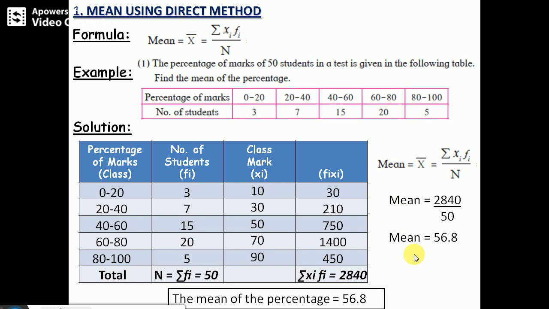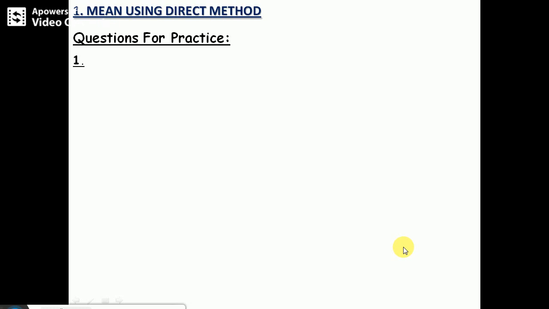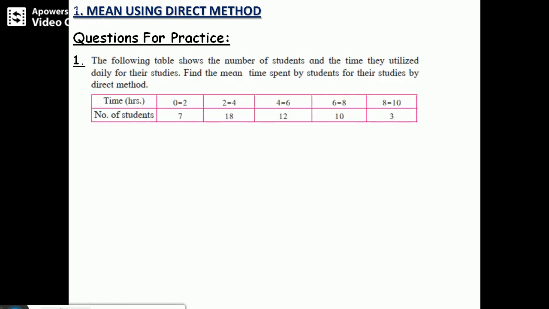Now I'm giving you some examples for practice. First question: the following table shows the number of students and the time they have utilized daily for their studies. Now we have to find the mean time spent by students, and this is of course using the direct method. Again, you have to solve in the same manner as we have solved the previous question. Let us have one more question for your practice.